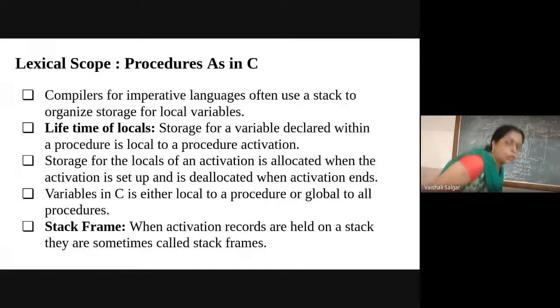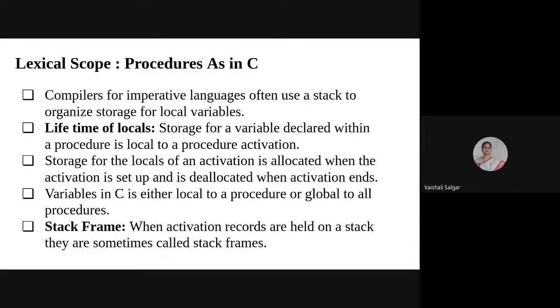The storage for the locals of an activation is allocated. Already we have seen last time, whenever there is a call to a procedure, all the local variables are declared, or the memory is allocated, when that activation is set up, that is during the activation time. Once the procedure is over, it is deallocated from that memory. So variables in C are either local to the procedure or global to all the procedures. That is with C programming. I hope now it is clear.